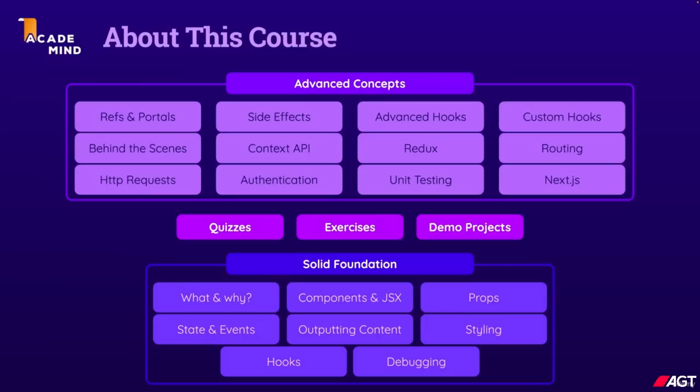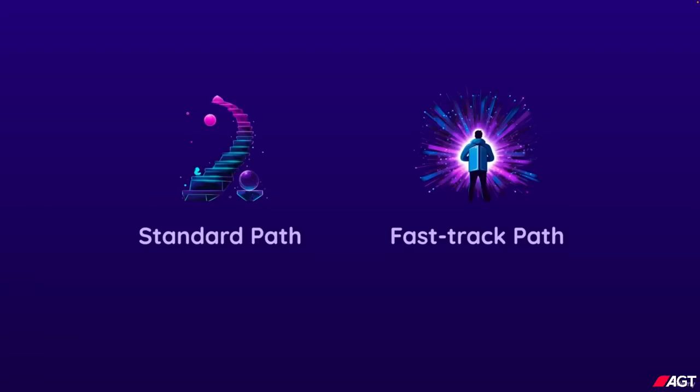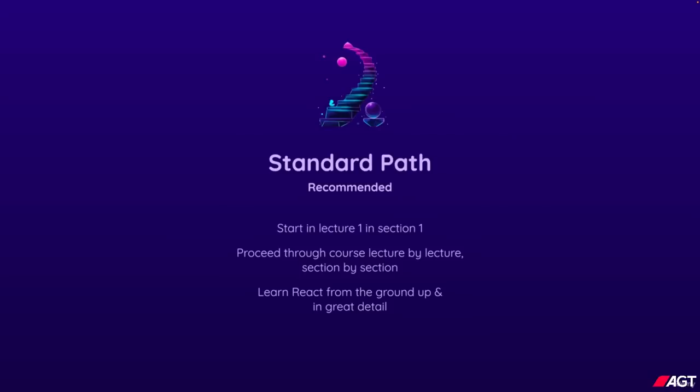Now, this course is packed with content, but this course also comes with two optional paths you can take. The main path you can take is the standard path, which is the path I recommend for most students. For this path, you simply continue. You start in lecture 1 in section 1, and you go through the entire course, lecture by lecture, section by section, in the order you find in the curriculum. This way, you'll learn all about React in great detail, step by step, in the right order.